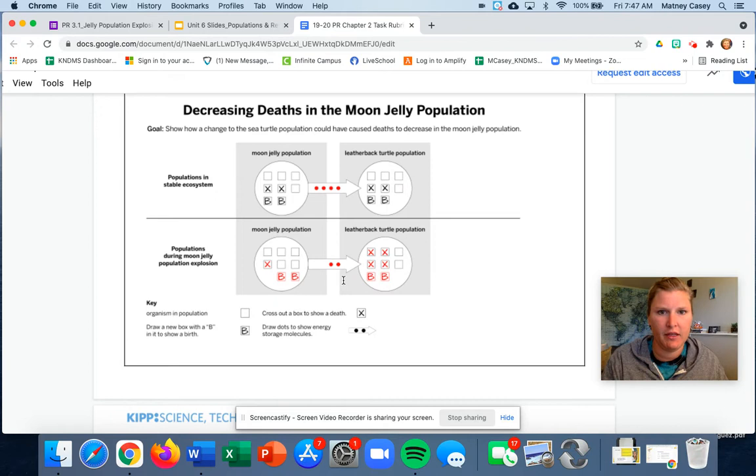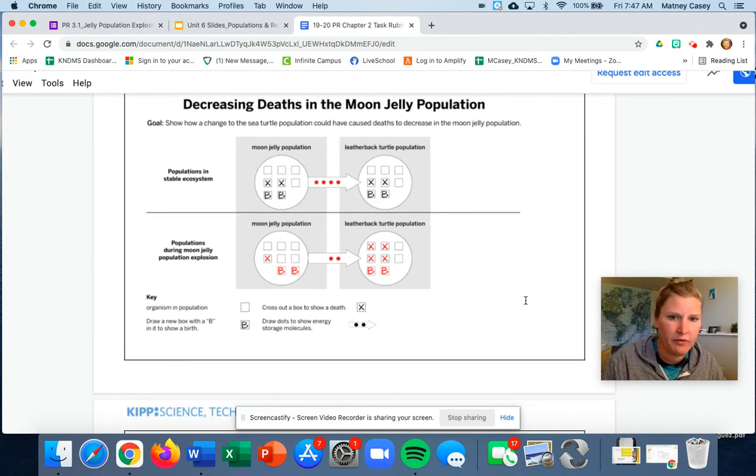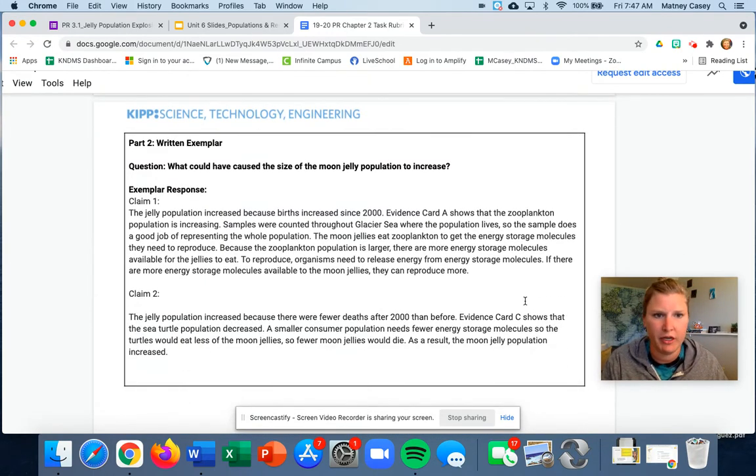Decreasing deaths in the moon jelly population means that if there were fewer turtles, so you're showing, I'm going to start from over here, explaining it from on the right-hand side. On the turtle side, at the bottom, like right-hand side here, you have more deaths than births. That means that that turtle population is going down. That also means that they are having less energy storage molecules needed because they're not eating as much. So that's why there's more dots up here than down here for those energy storage molecules. Again, no shame if yours doesn't look similar to that, just go back and double check.